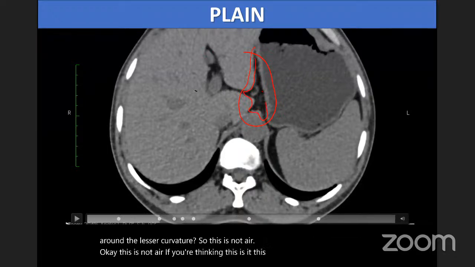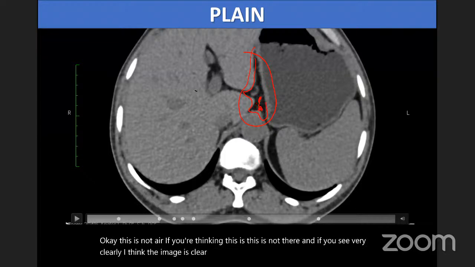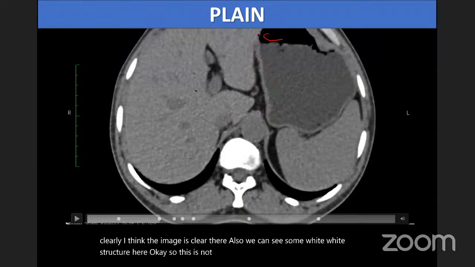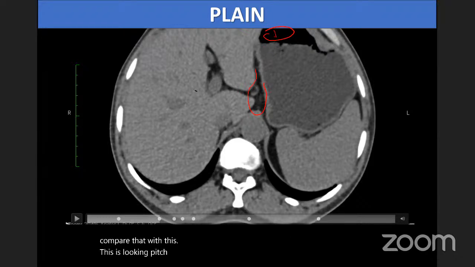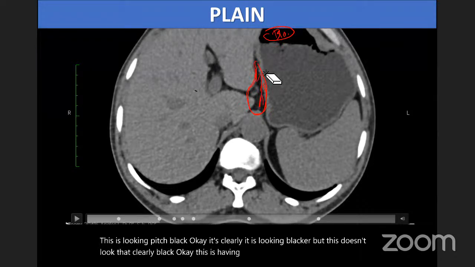If you see very clearly, I think the image is clear there also. We can see some white structure here. So this is not air. And if you see this, this is actually air. You compare that with this. This is looking pitch black. It is looking blacker, but this doesn't look that clearly black. This is having some haziness. So this is actually not air.